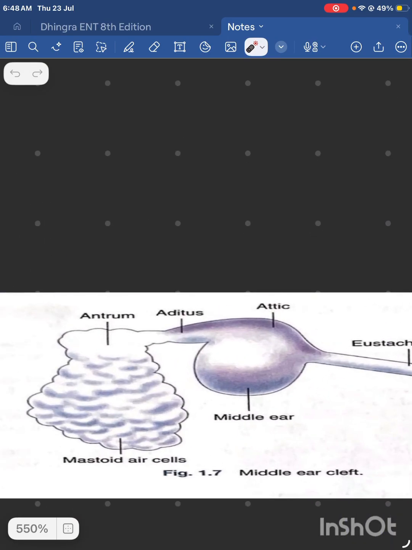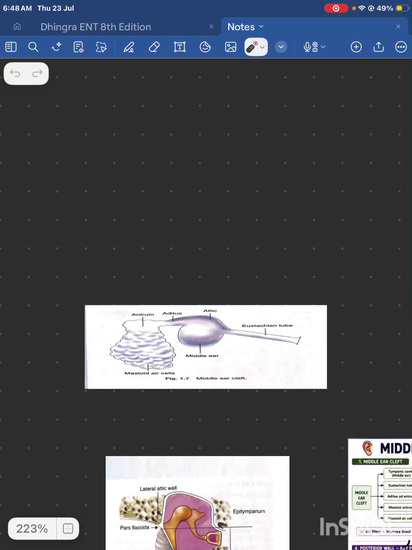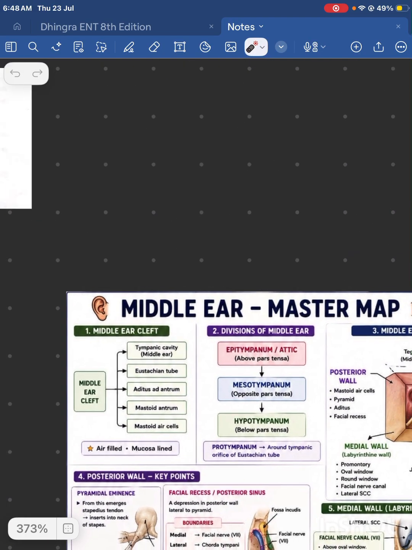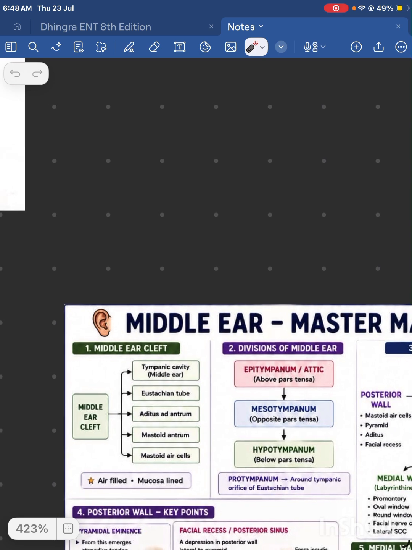This is the antrum. Aditus means it is adding, so that's how you can remember it: the aditus is adding to your antrum and attic. That is the thing you should remember like this. Okay, fine, fair enough. These are the contents of the ear, and it is air filled and lined by mucosa.